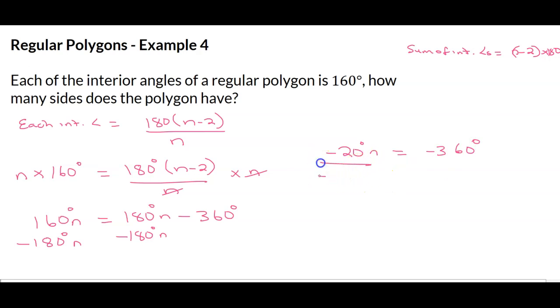Now we can divide both sides by negative 20 degrees, and we have n equal to 18. So this is an 18-sided polygon.